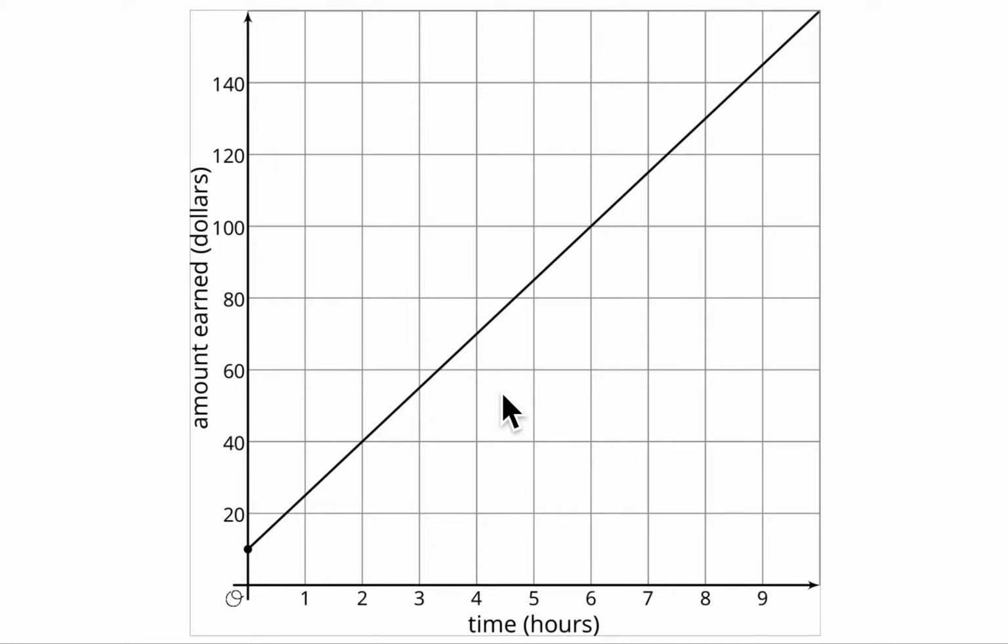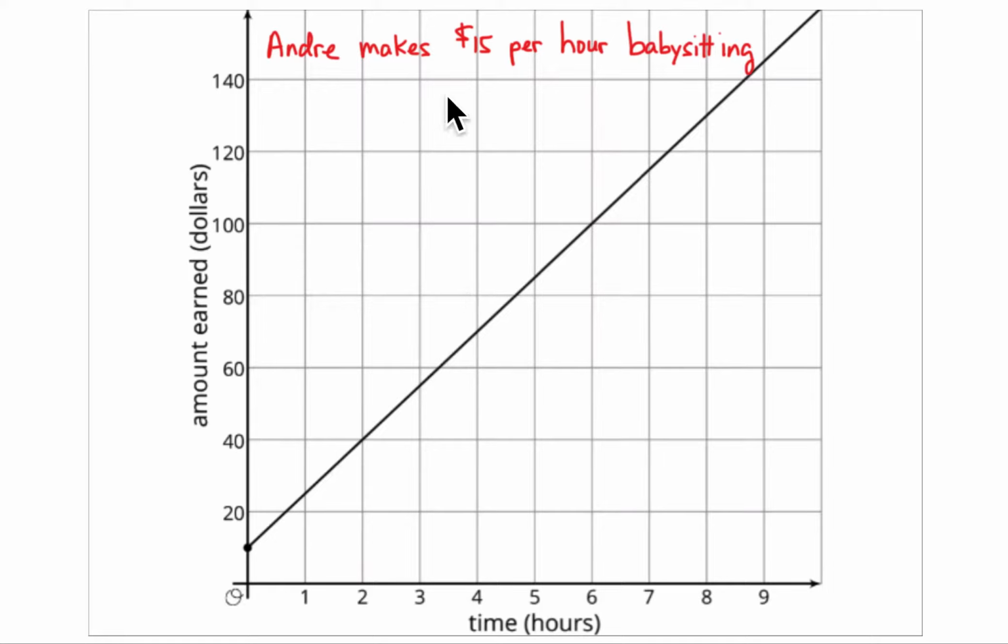In this example, this graph does not start at 0, 0, or the origin. It starts up a little bit. And so it's kind of like giving it a head start. So you haven't done anything, but in this case, you're making some money. So Andre makes $15 per hour babysitting.